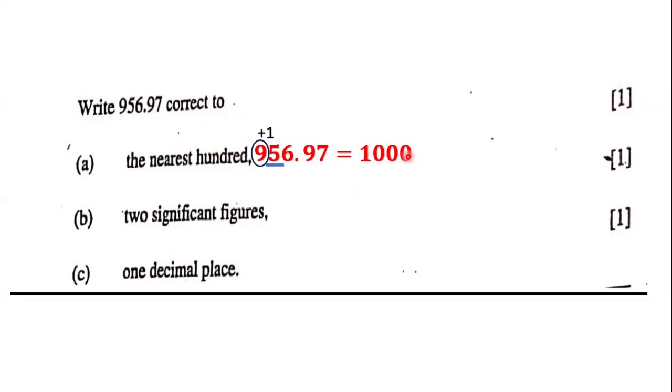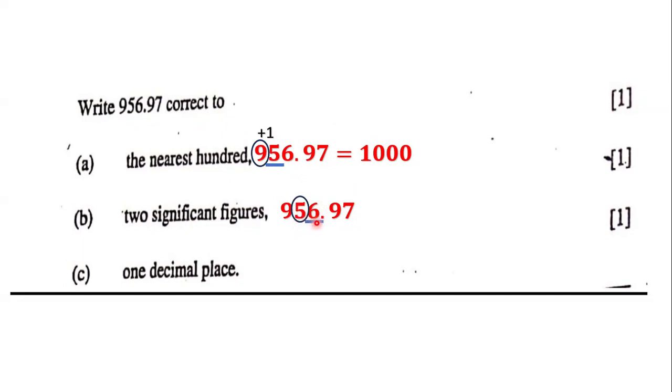Now let's move on to this next one. We have to write 956.97 correct to two significant figures. And so 9 is the first significant figure, 5 is the second significant figure, 6 is the third, and so on. So we're going to circle the second significant figure, which is 5, and we underline 6, right?